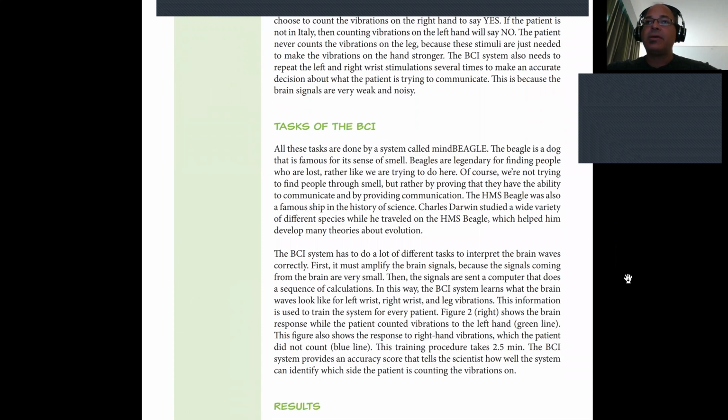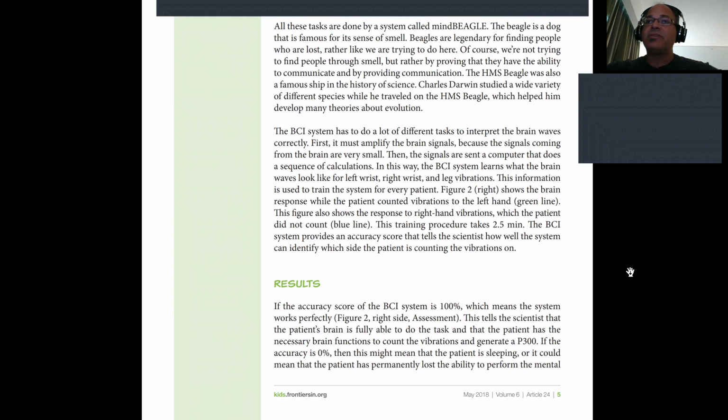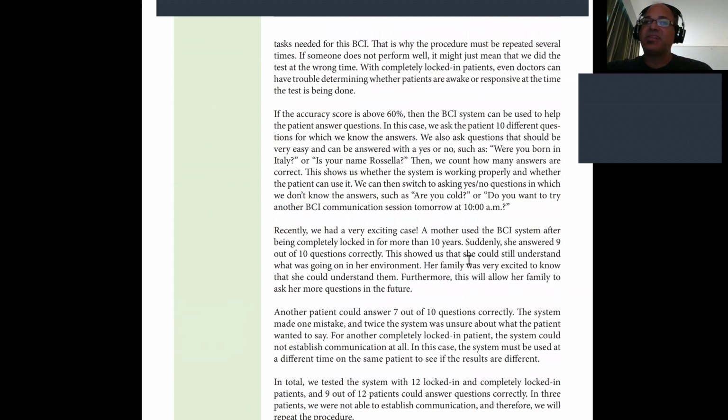So let me look at some of the results of the system. So here it says that with the BCI at 100%, it's perfectly accurate, and 0% means, importantly, it doesn't mean that the patient is not there, or it doesn't tell you a lot. If the system is highly accurate, that does tell you quite a lot about the patient. But if it's not, that doesn't tell you much.